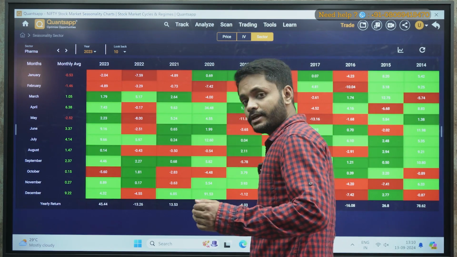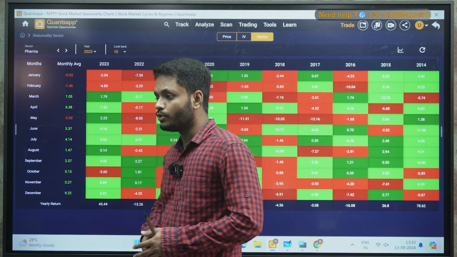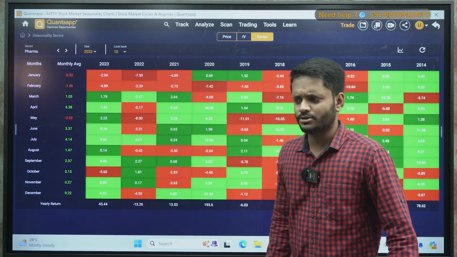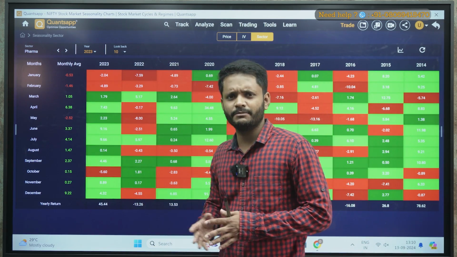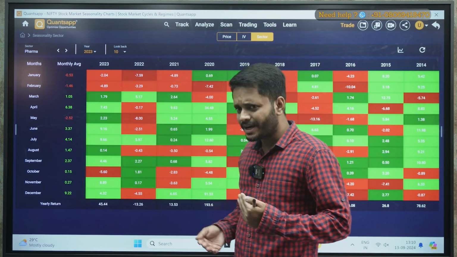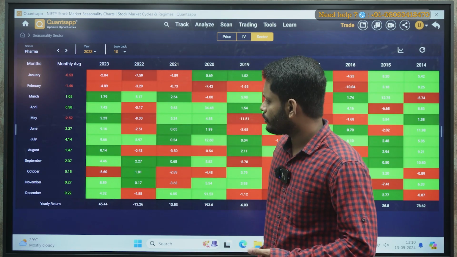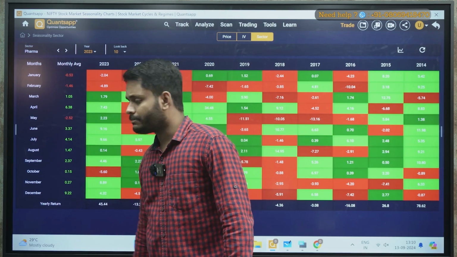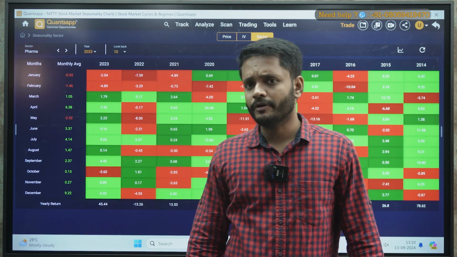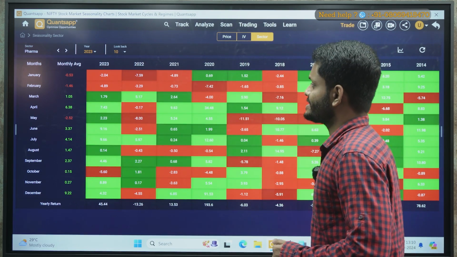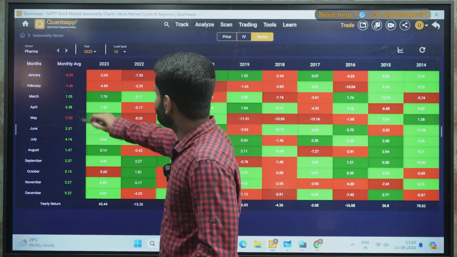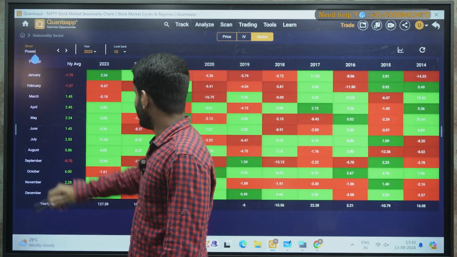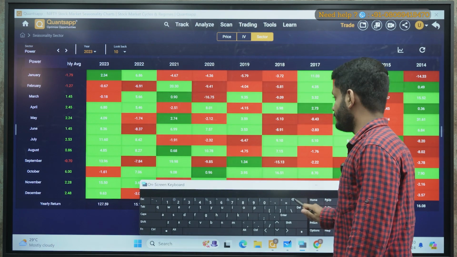Now for example, if you are aiming for 1 or 2 years, or your horizon is very small, say if you are a trader as such, whenever December is around the corner, somewhere around November end, you can aim for investing in pharma. Similarly, let me show you an example of IT.